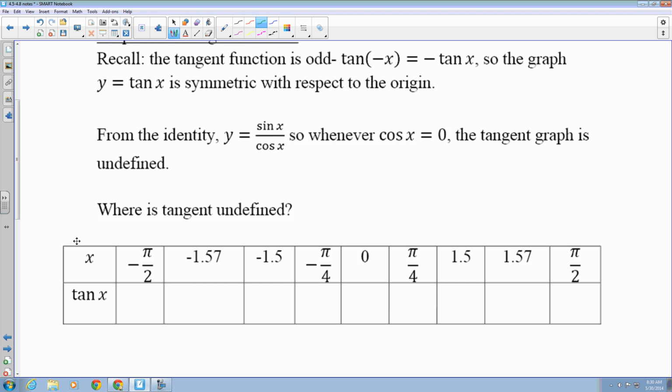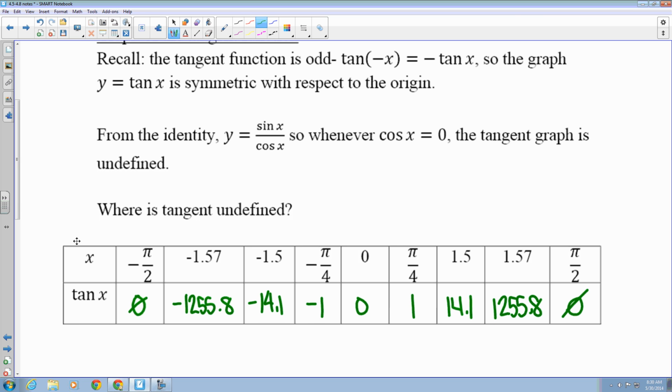So just plugging in some values into the tangent function, we find that negative pi over 2 and positive pi over 2 are both undefined because that is where cosine is equal to 0. And at negative 1.57, it's negative 1255.8, so a seriously small number. Then negative 14.1, negative 1, 0, 1, 14.1, and 1255.8.